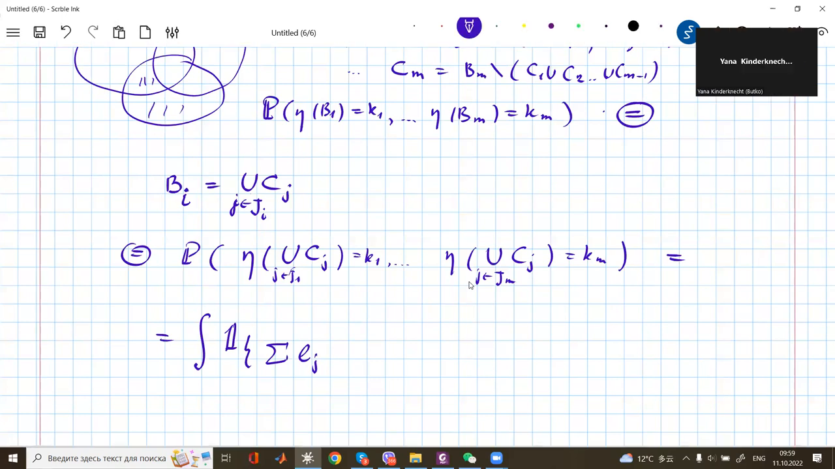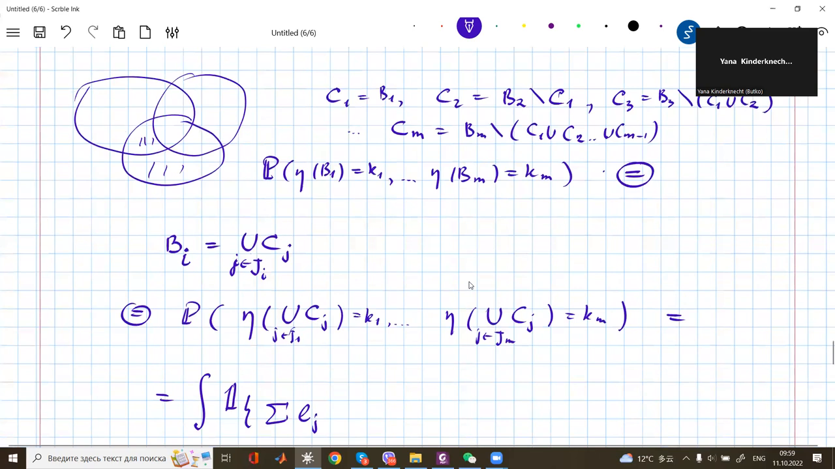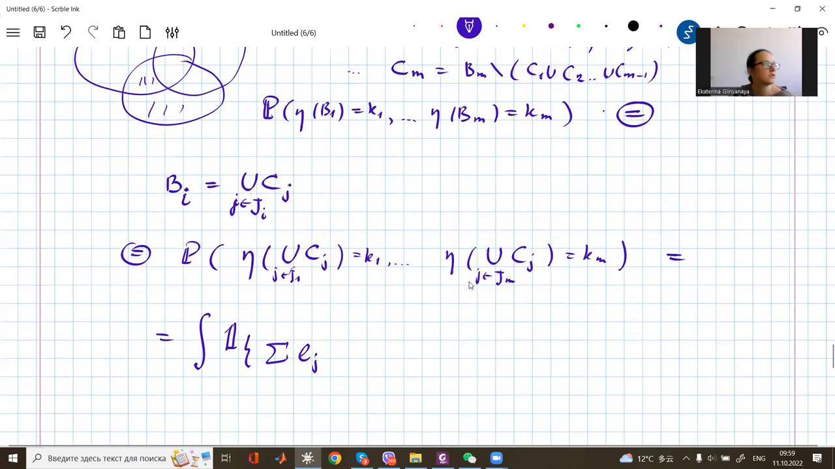All C's are pairwise disjoint, but we have constructed them in such a way that B1 is just C1, B2 is C1 and C2, and so on, just an increasing union of C's. Yes. Probably it will simplify somehow, the notations, nothing more, just simplify the notations, but of course it doesn't matter.